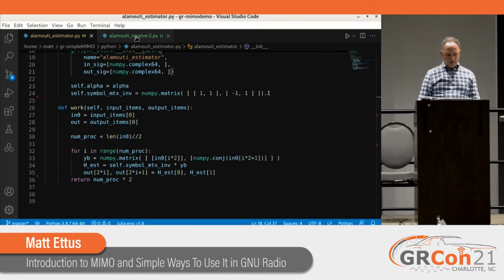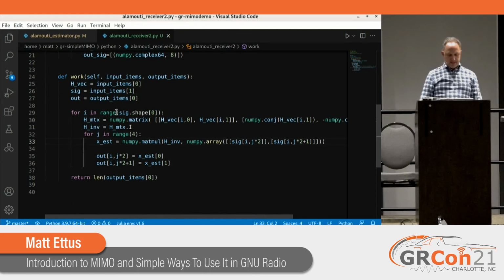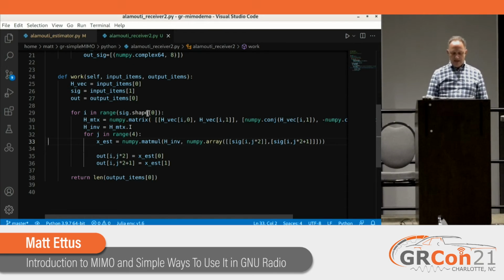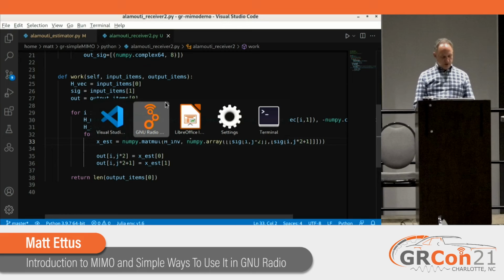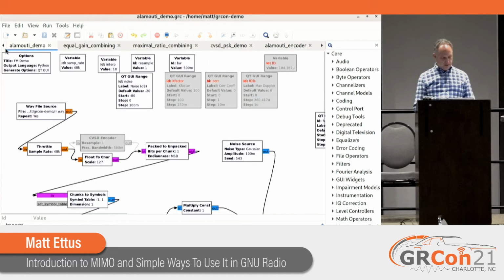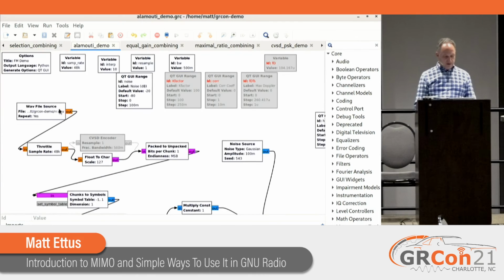The actual receiver then takes those estimated channel coefficients, makes its own matrix out of them, inverts that, and that gets multiplied by the incoming signal, and then that comes out. Let's look at that in the Alamouti demo. So we again have our data source.